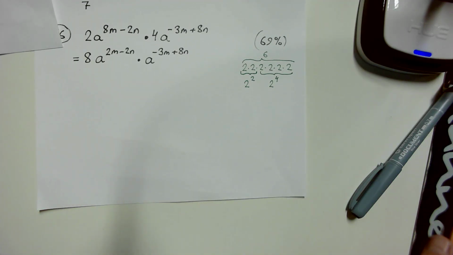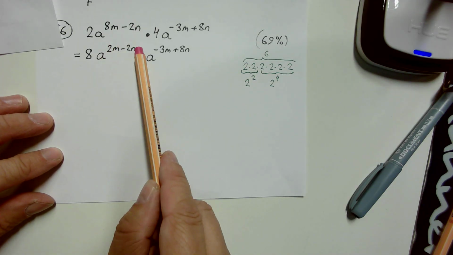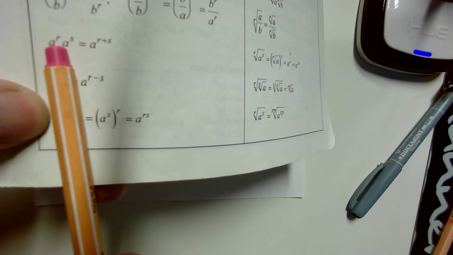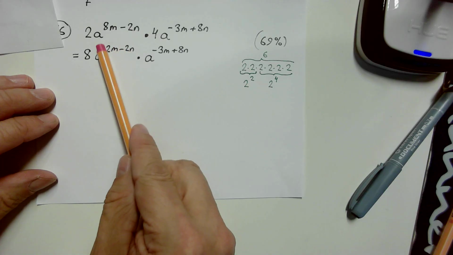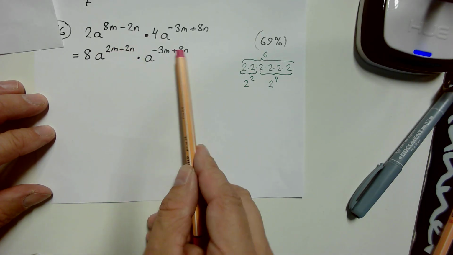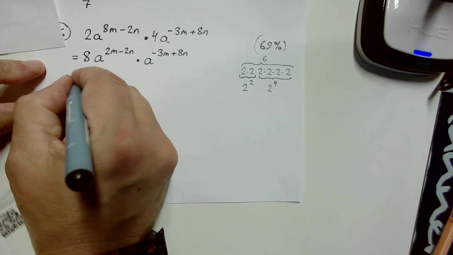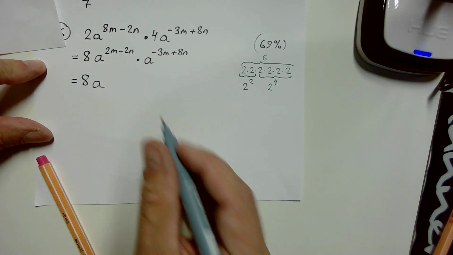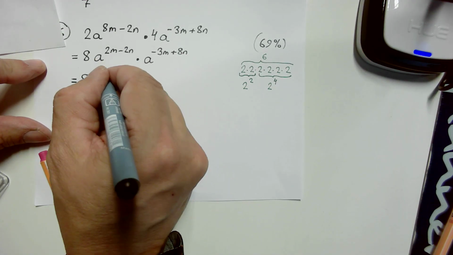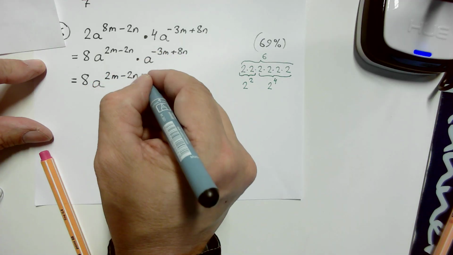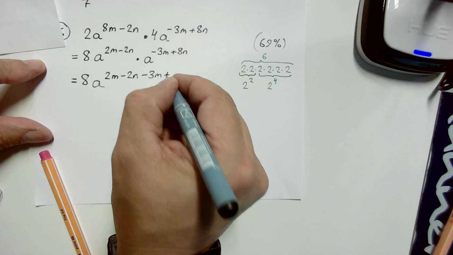And here is the same situation, even though we don't have a simple number here or a simple letter there, but we have these kinds of sentences or expressions. But the same holds, we just add them together. So we get 8, and then we get this letter a here, and then we just sum the exponents together: 2m minus 2n, and then we continue: minus 3m plus 8n.